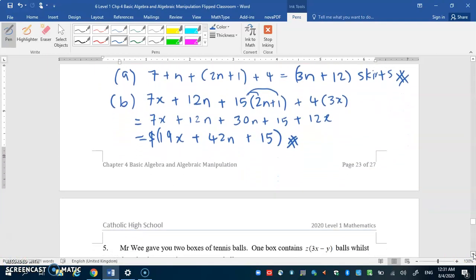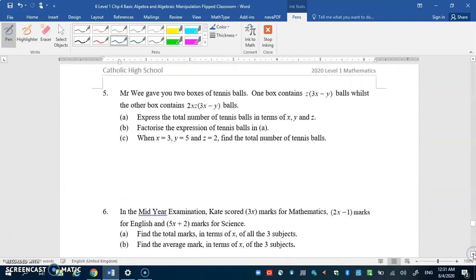Okay, let's move on to question 5. Question 5 says, Mr. Wee gave you 2 boxes of tennis balls. One box contains z times (3x minus y) balls, while the other box contains 2xz times (3x minus y) balls. Express the total number of tennis balls in terms of x, y, and z. We're just going to open up the brackets and then add the total number of tennis balls. So part A will be z times (3x minus y) plus 2xz times (3x minus y).